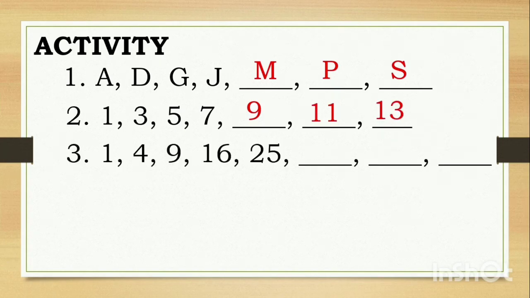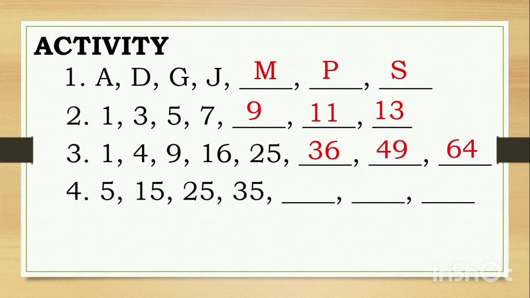For number 3, we have 1, 4, 9, 16, and 25. What do you think is the pattern? So these numbers are all perfect squares. So what is next after 25? We have 36, 49, and 64.